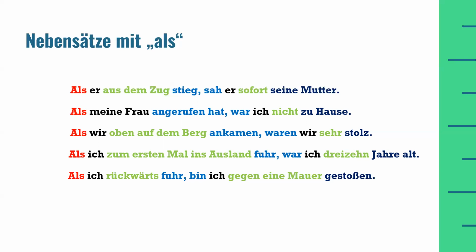So this is the use of als. It is used to describe those events which have happened in past and they have occurred only once. If we want to describe such events, then we will use the conjugation als. In this lesson, we have put the Nebensatz starting with als first and we have put the Hauptsatz afterwards, and it followed a specific sentence structure.